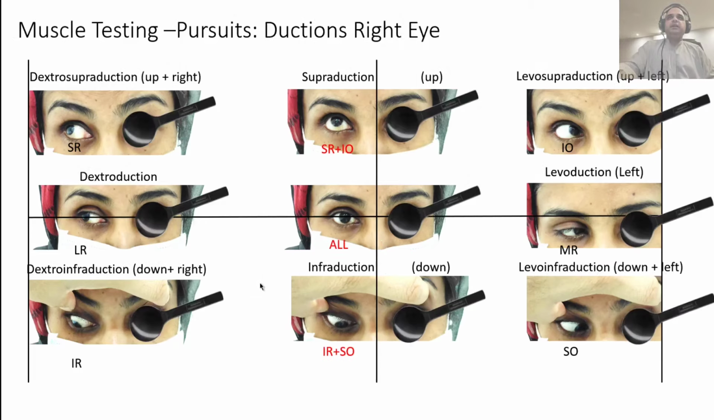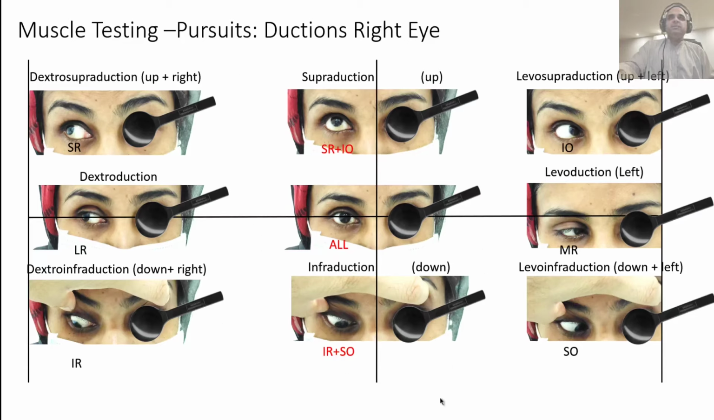So when you're testing ductions, you simply cover one eye. You can use the palm of the hand of the patient, or you can use an occluder, whatever you have. And then you are testing the muscles of the eye which is visible to you. These terms are then called duction. So when you're looking upwards and towards the right, it is dextrosupraduction. Towards the right, dextroduction. Down and right, dextroinfraduction. Upwards, supraduction. Downwards, infraduction. Upwards and to the left, levosupraduction. Looking to the left, levoduction. Looking down and to the left, levoinfraduction.